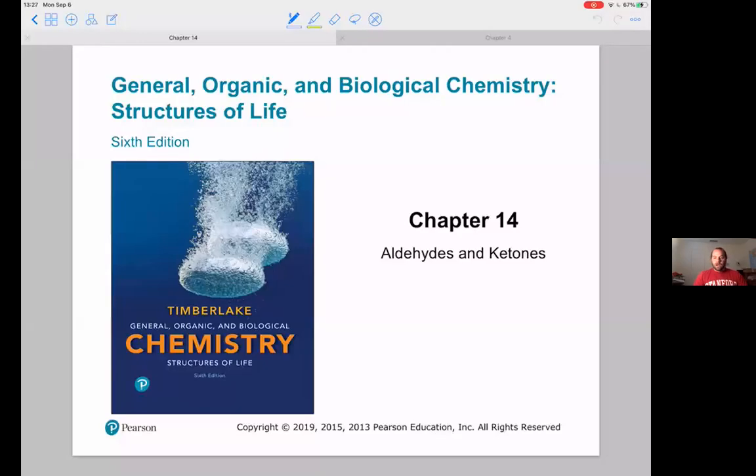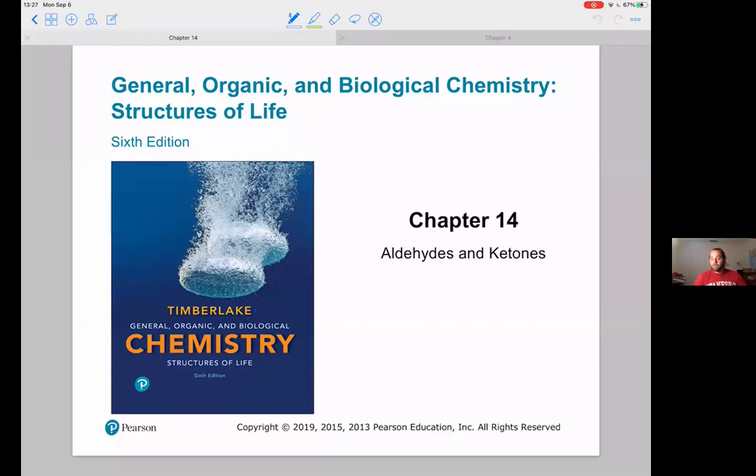All right, hello everyone. So we're going to continue with our organic chemistry studies by introducing yet another functional group, this time aldehydes and ketones. And we're going to play sort of the same game that we've been doing. Here's a new functional group. We're going to first learn how to name it.